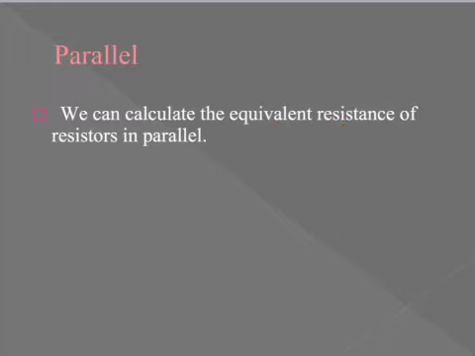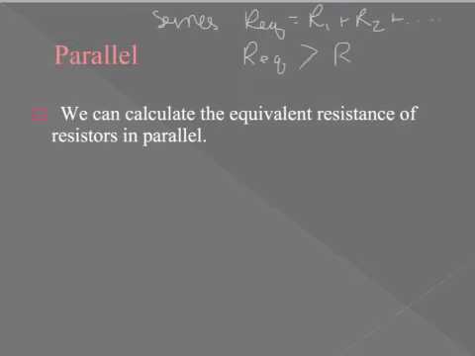This equation is a little bit more complicated. We can't simply add them up. Remember for series, our equivalent was just R1 plus R2 plus any other resistors in the series. I want you to also notice that when you do this, our equivalent is always going to be greater than any other resistor in the series. It's always going to be bigger.